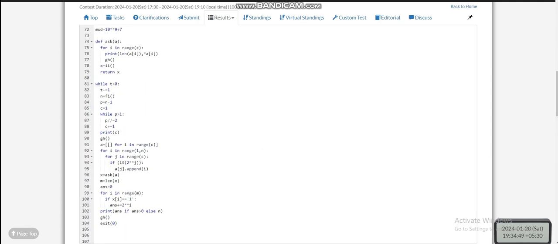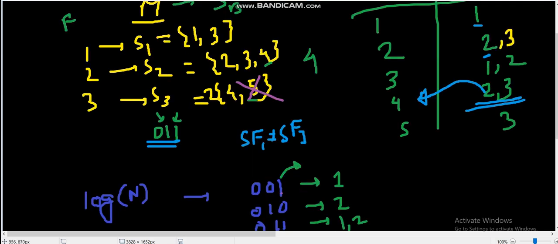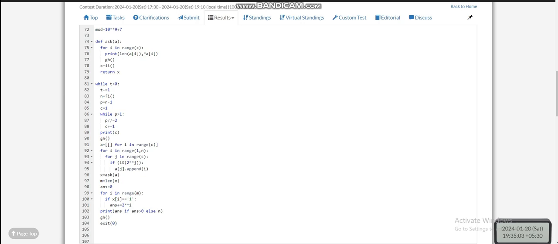So the idea of this problem is the same, that we will take the friends as bits. But instead of taking log n, we will be taking log of n minus 1. That's why c will determine the number of friends, the number of bits in n minus 1. Okay, so we are printing c.